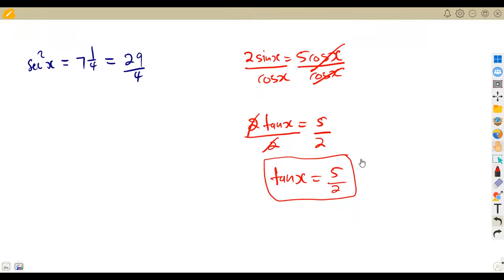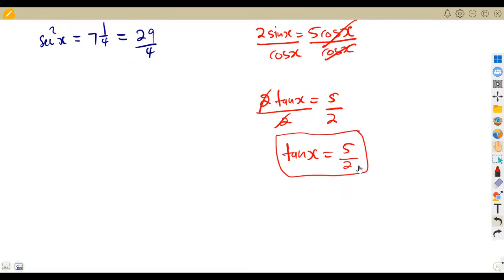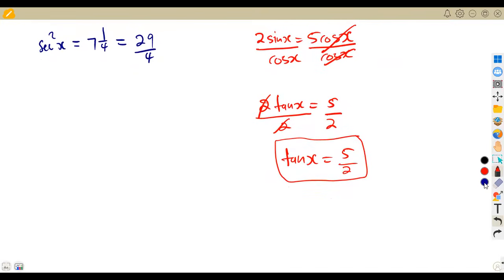But we can't solve this one because we're asked without using a calculator. So there's no solving here. We are not finding the exact value of x, because to find the exact value of x, there's a need for us to use a calculator. So meaning to say here, there's no need for us to have a calculator. So what are we going to do?